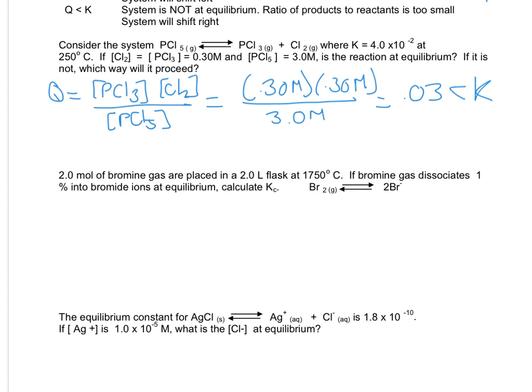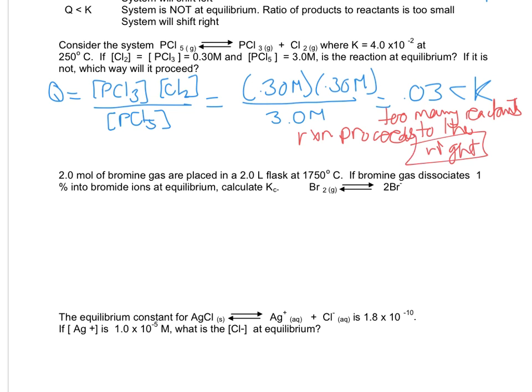So this means you have too many reactants. You have too much PCl5 basically. So the reaction proceeds to the right in order to reach equilibrium.